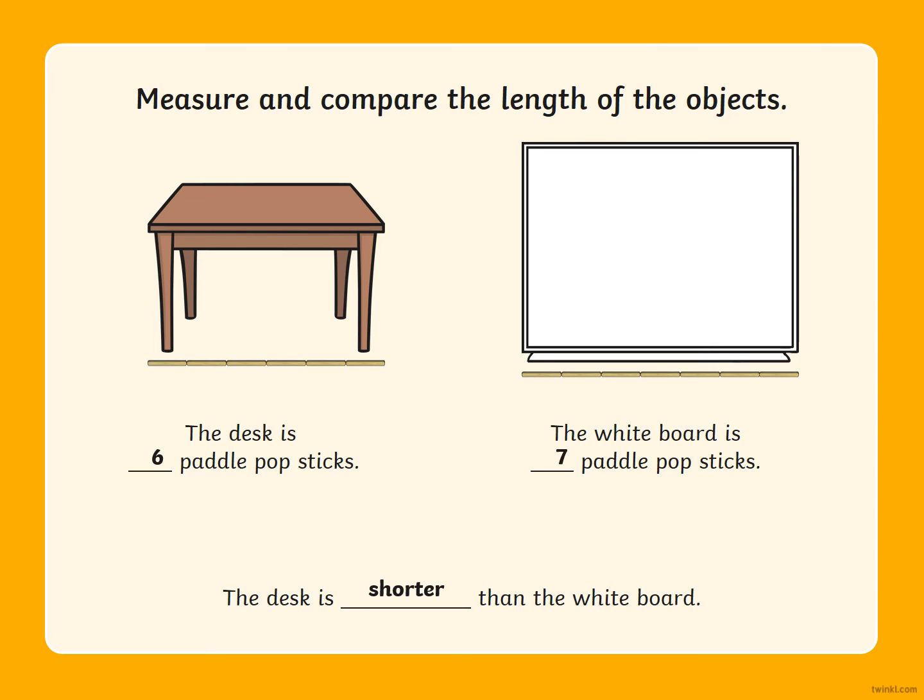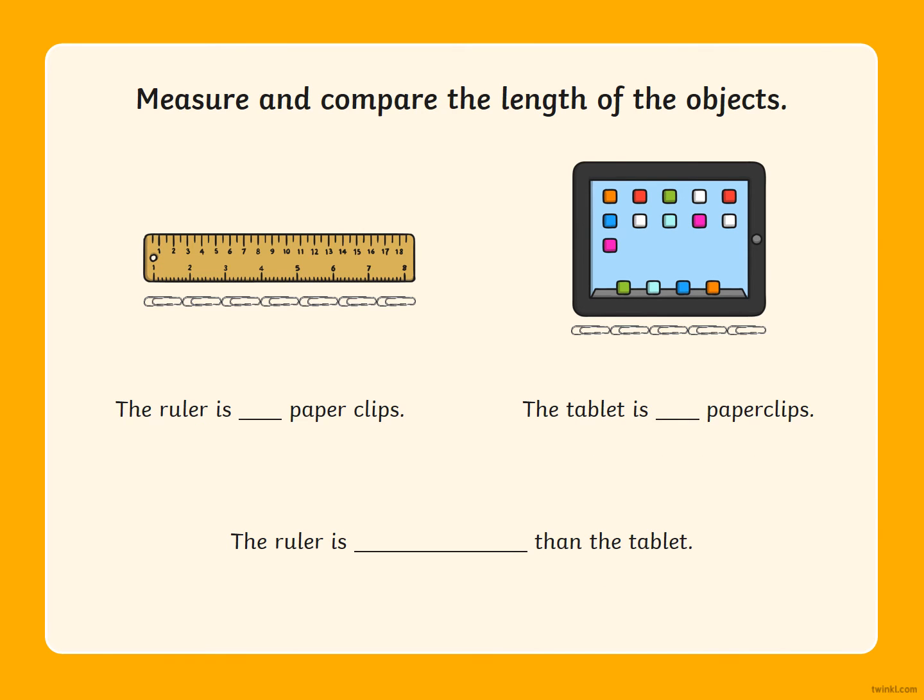Well done, let's go on to the next. We're back to measuring with paper clips this time. So the ruler is 1, 2, 3, 4, 5, 6, 7 paper clips long, whereas the tablet, or I like to call it the iPad, the tablet is 1, 2, 3, 4, 5 paper clips long. So therefore, the ruler is longer than the tablet.